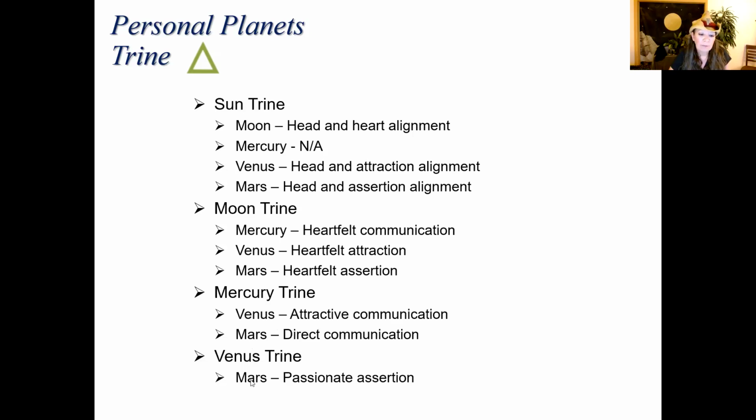So all we have left is Venus trine Mars, which, if you think about Venus, is what you find beautiful, what is attractive, and then Mars is the assertion. So this is going to be somebody who is very passionate because of that Venus and Mars assertion. They're not going to hold back if they have a trine between these two planets. So those are the trines. Once again, they speak the same language. They speak earth or air or fire or water.